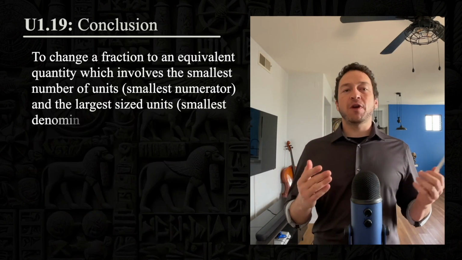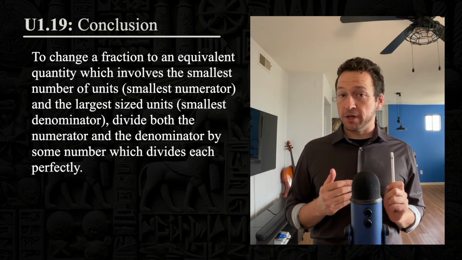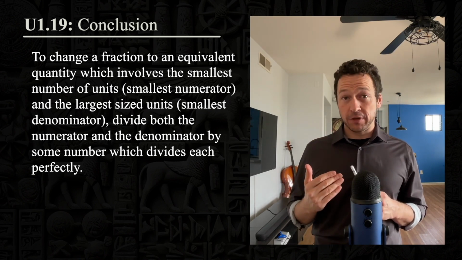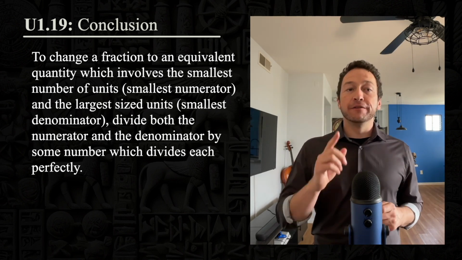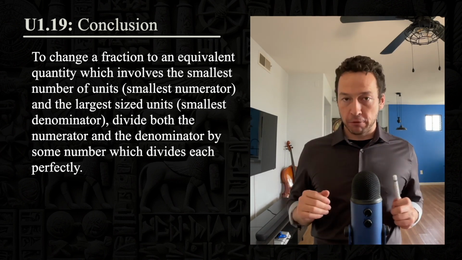Conclusion. To change a fraction to an equivalent quantity, which involves the smallest number of units, the smallest numerator, and the largest sized units, the smallest denominator, divide both the numerator and denominator by some number which divides both perfectly.